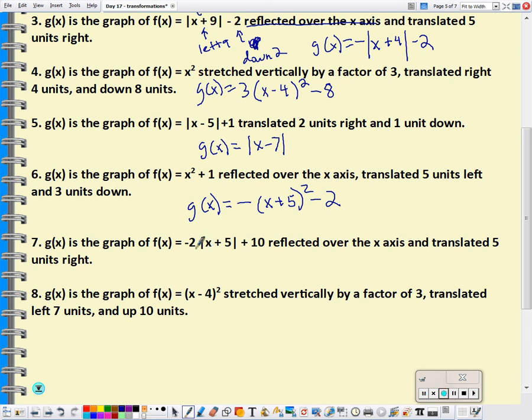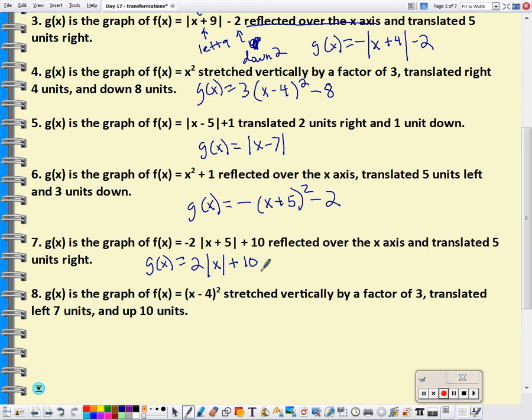Number 7 was already reflected over the x-axis, and we're going to reflect it again, so we've kind of canceled out that negative. So it's just going to be 2. And it goes 5 units right. Well, it was 5 units left. So again, those also cancel each other out, and we just have the absolute value of x, and then it's still up 10.